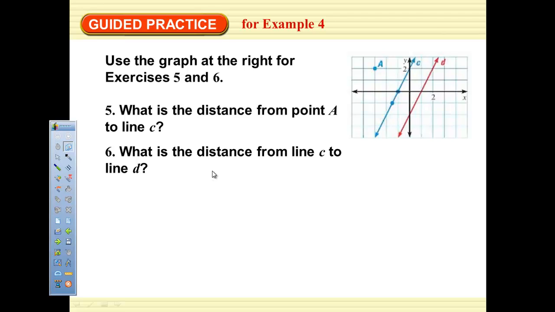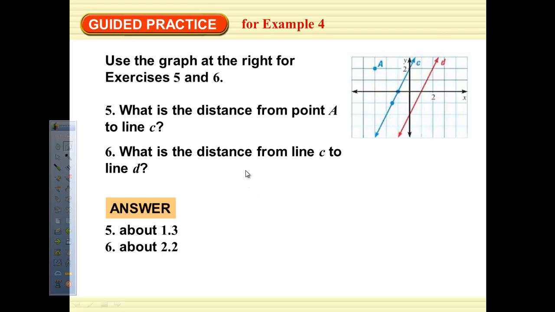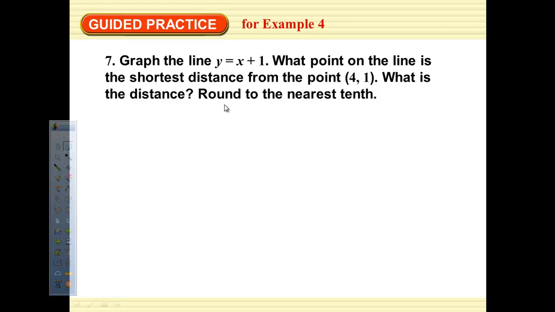So you got to be careful when you draw these. As long as you're pretty close, I'm happy with it. And again, the ones that we'll do, it'll actually match up with an actual point. So for this last one, it says to graph x plus 1 and then find the point on the line that is the shortest distance from 4, 1, and what is the distance.